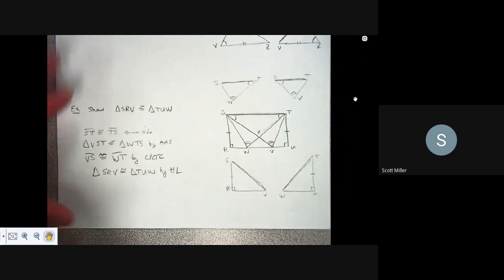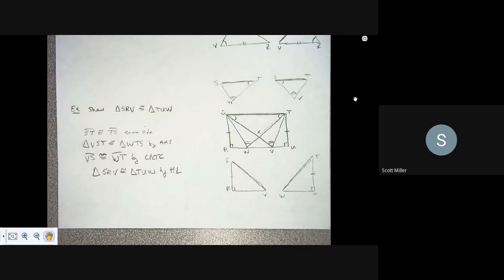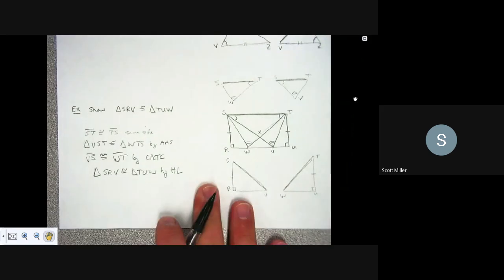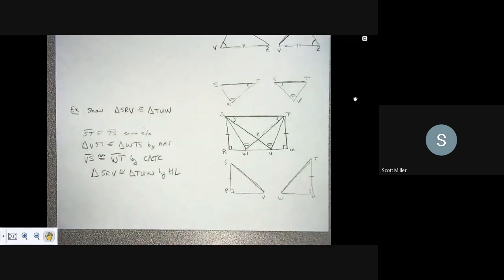So you can see how I use the guidelines to help me figure some of these problems out, splitting triangles apart. It makes it a little bit easier to see what I have and what I need, in very complex looking stuff, okay? So that's what I would do, and we'll do more together, and that ends this video.